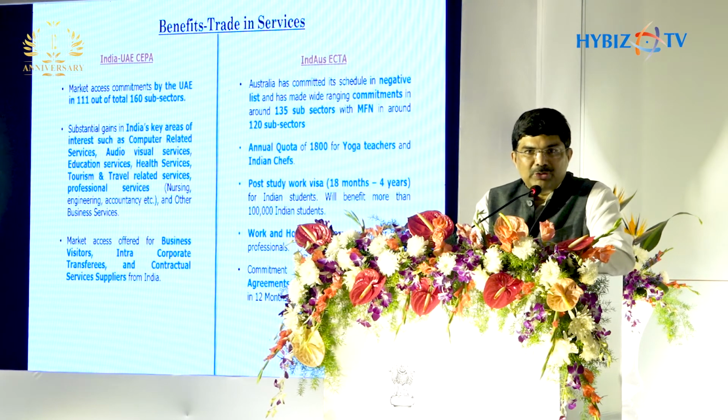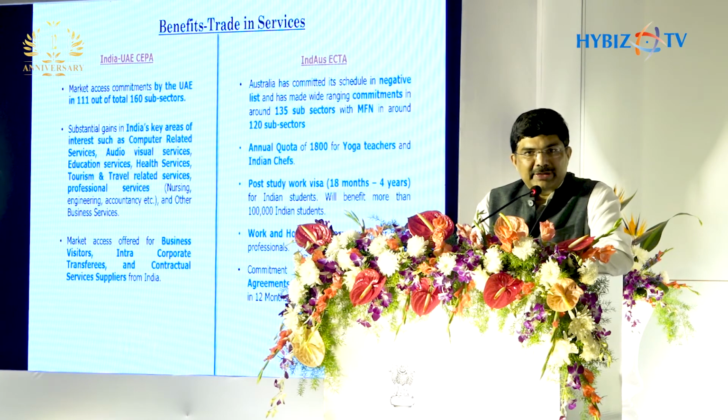Students who complete their study in Australia will be assured of a work permit after study, from 18 months to 4 years. For diploma holders, it will be 18 months. For graduation, 2 years. For masters, 3 years. And if they do PhDs, they will get a 4 year post-study work visa.